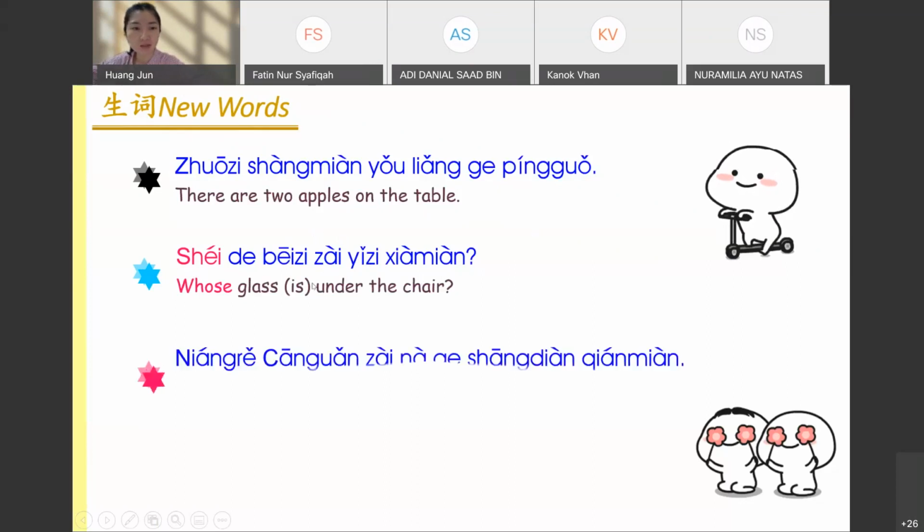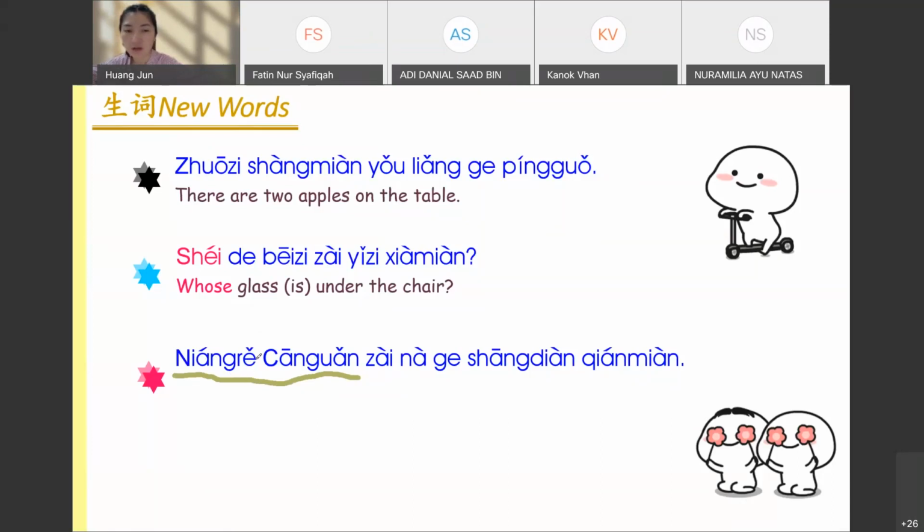So we have the next one. 娘惹餐馆在那个商店前面. Can you tell me the meaning of 娘惹餐馆? Check your book and find out what 娘惹餐馆 is. 餐馆, just now we know, means restaurant. 娘惹餐馆, what kind of restaurant? Very good, Nyonya restaurant. 娘惹餐馆 is a special restaurant in Malaysia, so you must remember this word, because they are special.